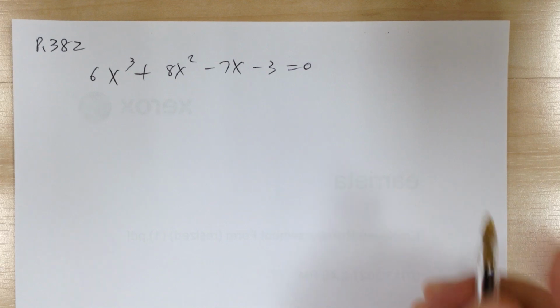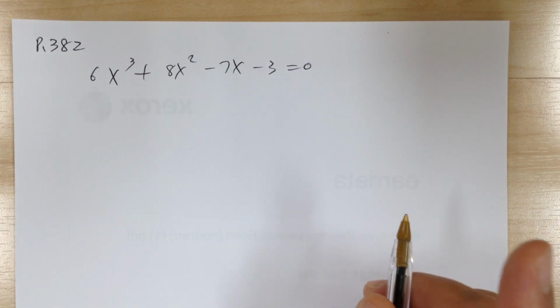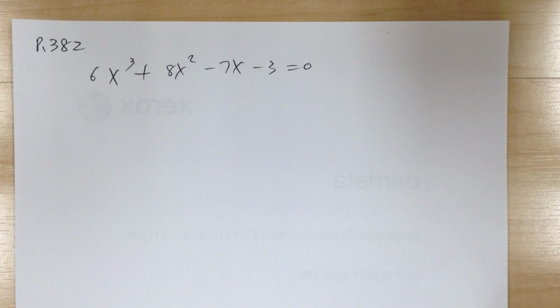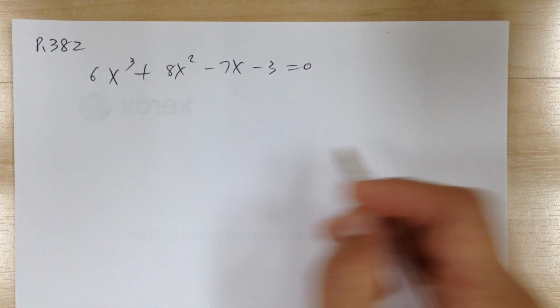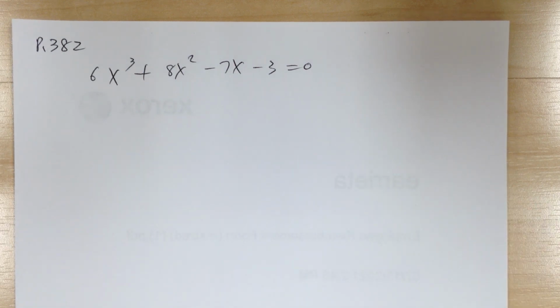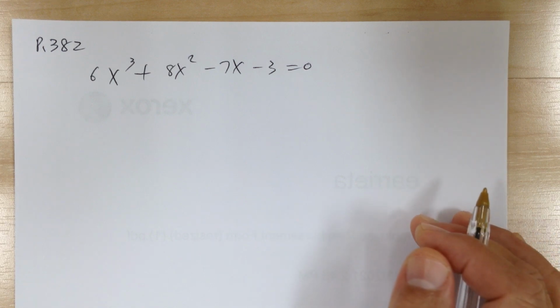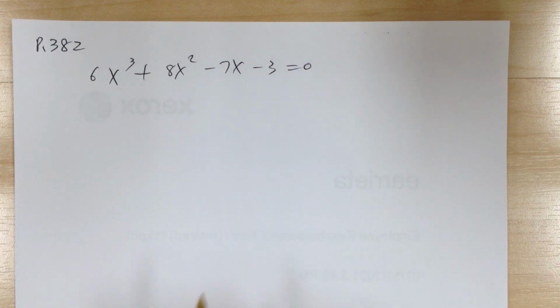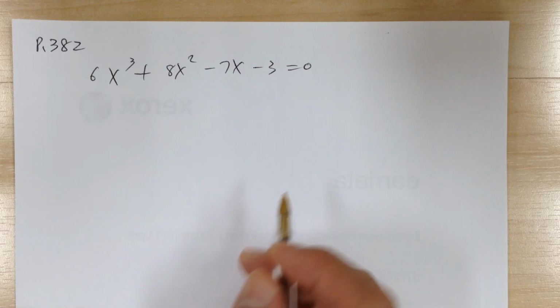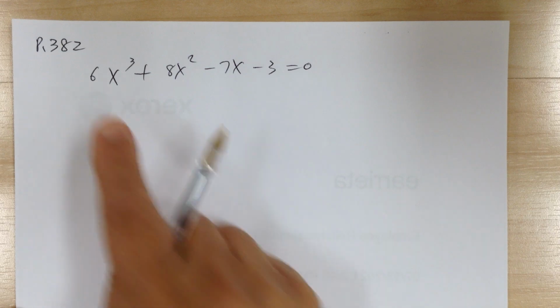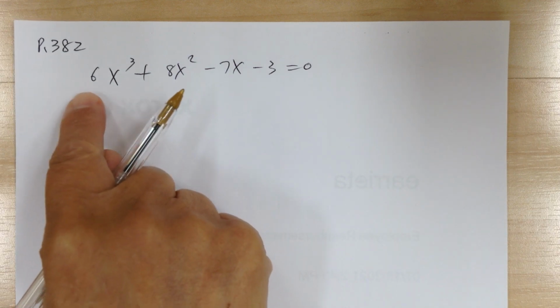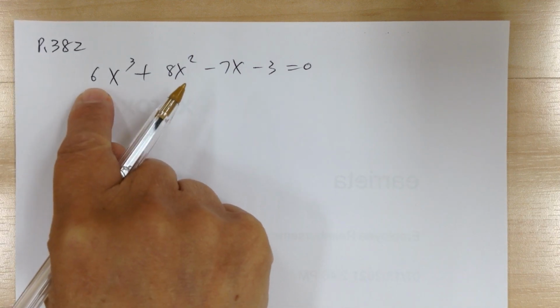Okay? So first you have to do trial and error. But when you do trial and error, there's an infinite number of possibilities, right? So you need to narrow down the possibilities that you want to try. The way to do it is to compile a list of possibilities for rational roots. So first you need to find all the factors of this number.